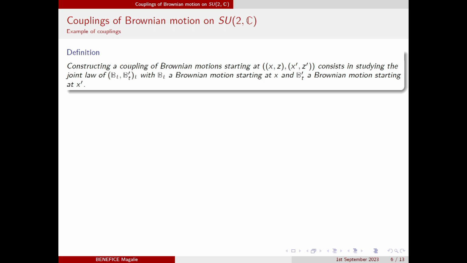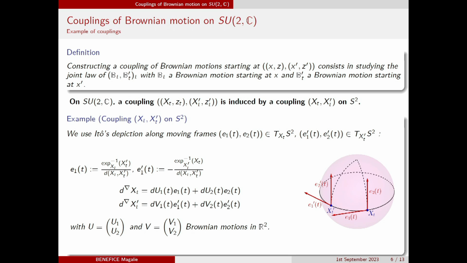To be very simple, I take two starting points, and I will look at two Brownian motions starting from these points. And what I want to know is the joint law of B_t and B_t', which are my two Brownian motions. So I will look at the product law of these two Brownian motions. Now that I know that a Brownian motion on SU(2) is a Brownian motion on the sphere and the swept area, if I want to define a coupling on SU(2), I just have to define a coupling on S². So I will give examples on S².